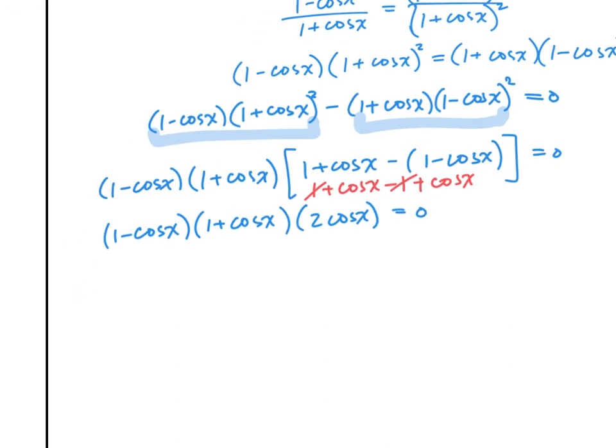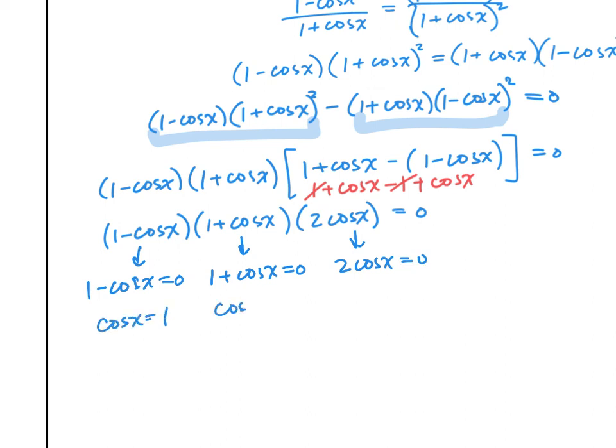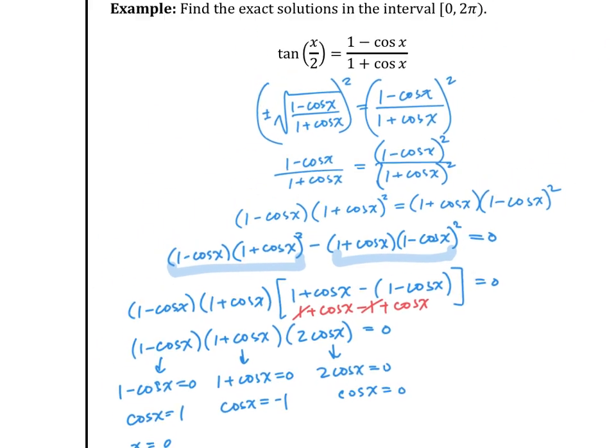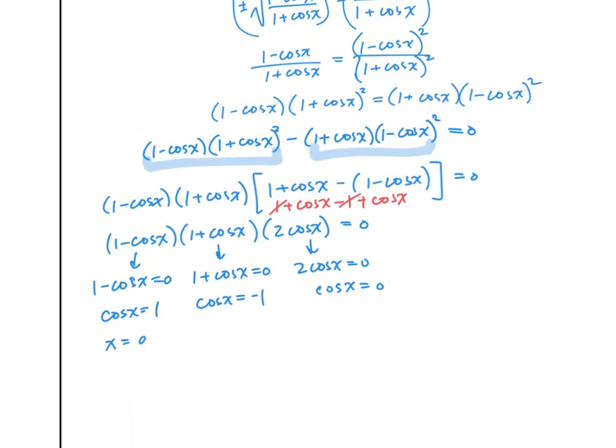All right, each part equals 0. So 1 minus cosine x equals 0, 1 plus cosine x equals 0, 2 cosine x equals 0. So cosine equals 1, cosine equals -1, and cosine equals 0. That's when x is 0. This is only within 0 to 2 pi. So 0, this is pi, this is pi over 2, and 3 pi over 2.